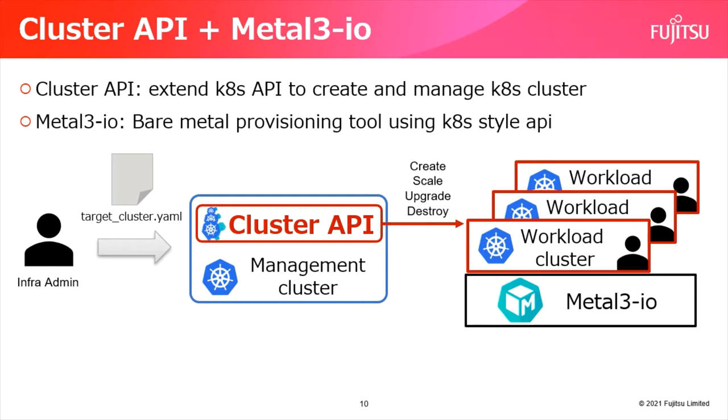Metal3 can let us manage bare metal servers in a Kubernetes way, and also it has implemented an infrastructure provider for Cluster API so that the workload clusters managed by Cluster API can be created on bare metal servers. Okay, with the help of Cluster API and Metal3.io, we can manage our on-premise bare metal infrastructure through Kubernetes, just like how we use Kubernetes to manage containerized applications. Next, I want to show you the details about how these two projects make all this cluster management possible.